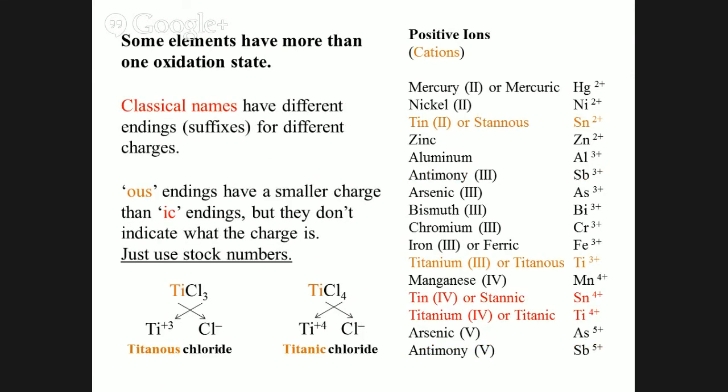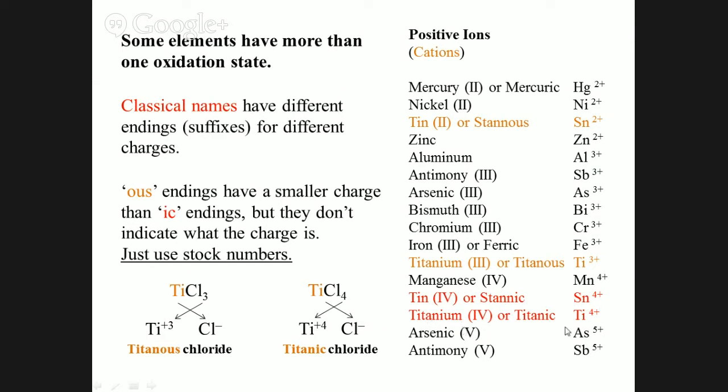There are also classical names. The classical names are some of these at the end here, which ended in OUS, and some of them ended in IC. The OUS ones have a smaller charge as an ion than the ones that end in IC. So here you see stannous, it has a +2 charge, stannic, +4 charge.